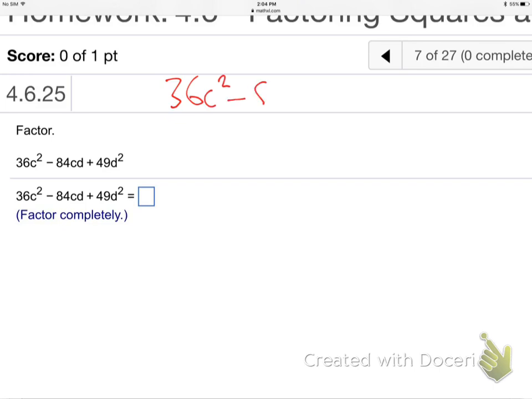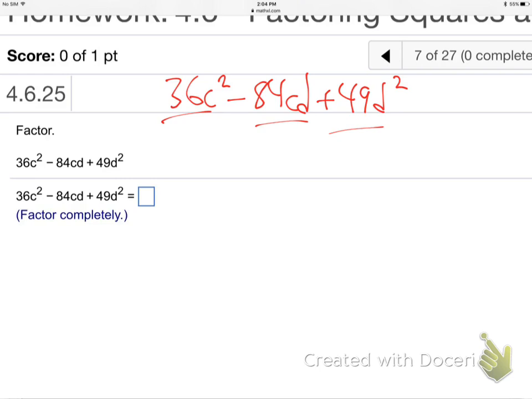36c squared minus 84cd plus 49d squared. First step: does that need reordering? No. Remember, when there are 2 letters, you just go highest to lowest on 1 letter. You can't do both, right? So just pick C. That's good right now. That's highest to lowest concerning C: the highest C power, the regular C, no C at all. So that's good. No reorder.